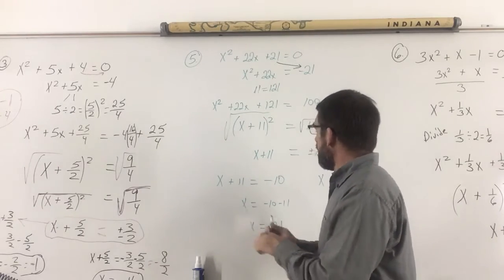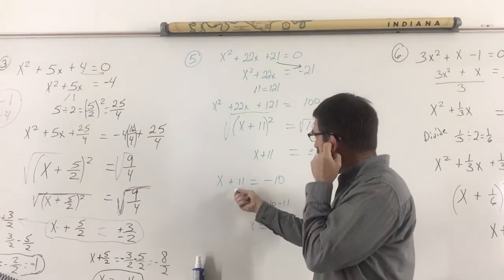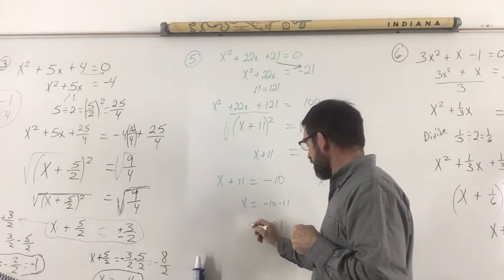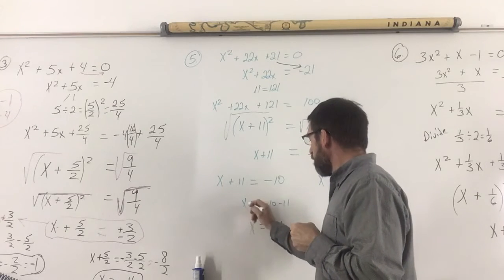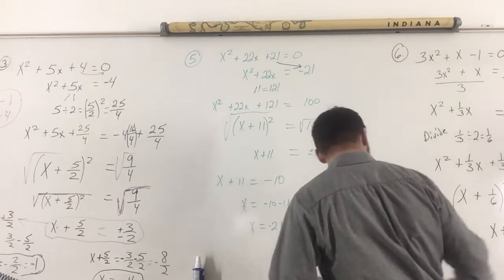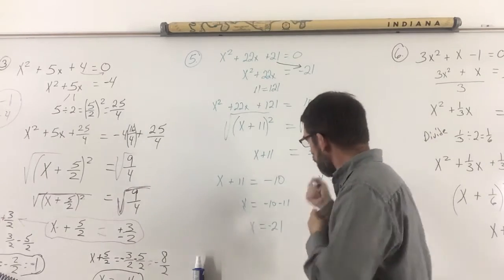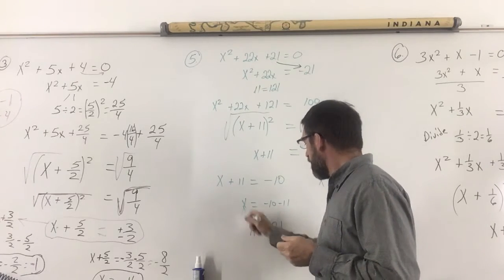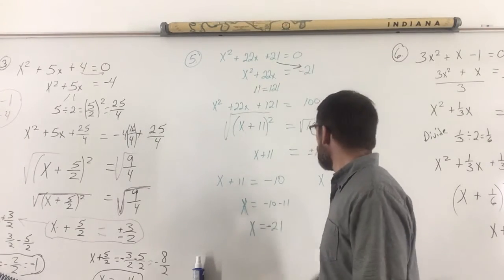Sorry about that. Negative 10, I bring the 11 over, making it negative 11, x. This marker's shot too. I'm going to have to buy new markers. x equals, when I combine negative 10 and negative 11, I get x equals negative 21.